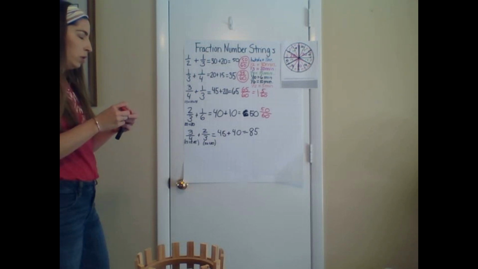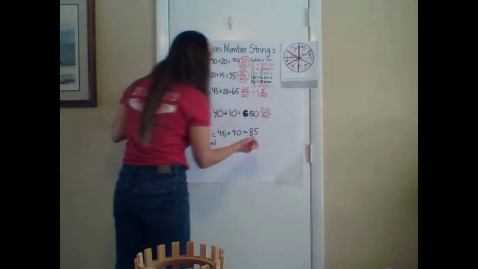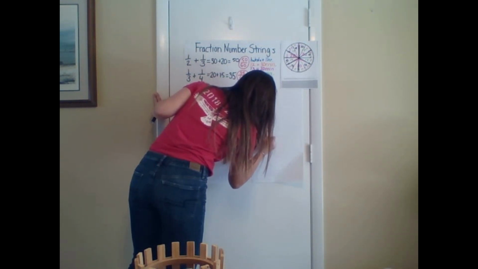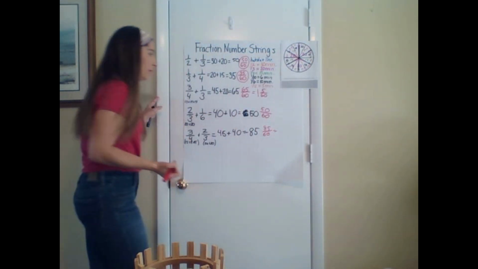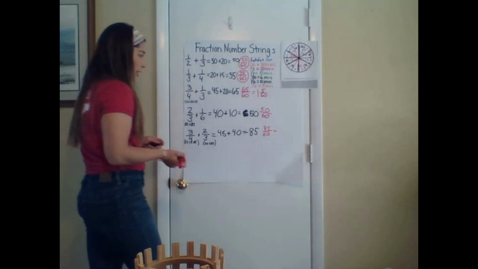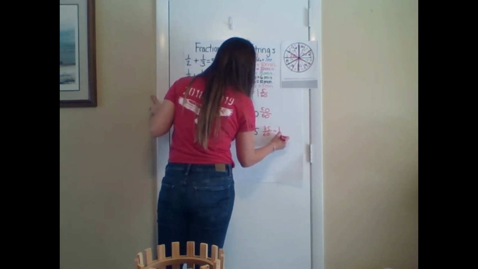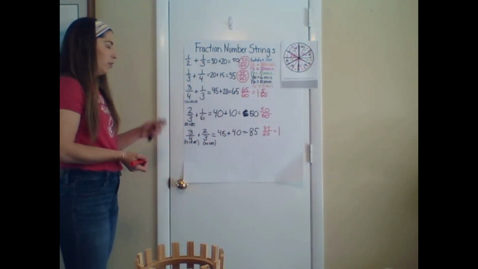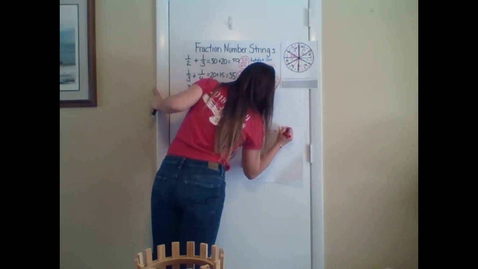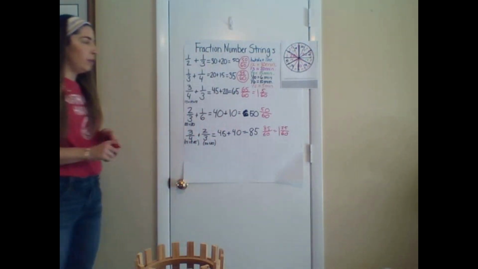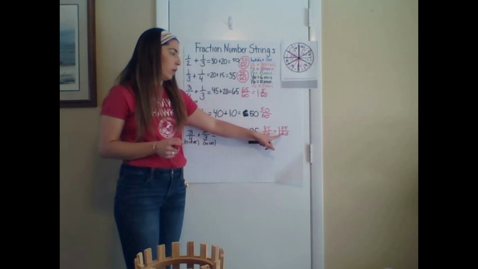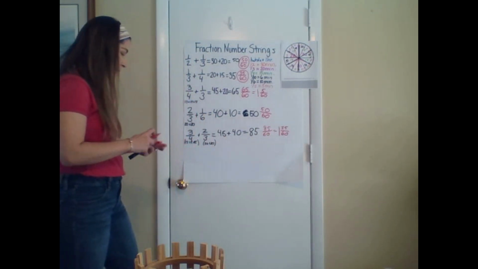So when I go to change it into a fraction, I'm going to take that 85. I'm going to put it right over 60. And of course it's improper, so we're going to have to change it again. I know that there is 60 minutes in an hour, so it's going to be 1 whole, and I'm going to have 25 minutes left over. So 1 whole and 25 sixtieths.